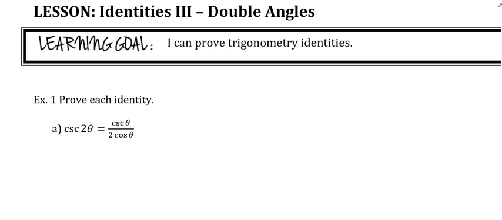Some of the identities today have double angle stuff in them, and I think one or two don't. But it'll be good practice. If you think you know how to solve it, go ahead and get started. You don't want to just wait and watch me do it. That's not going to help very much.